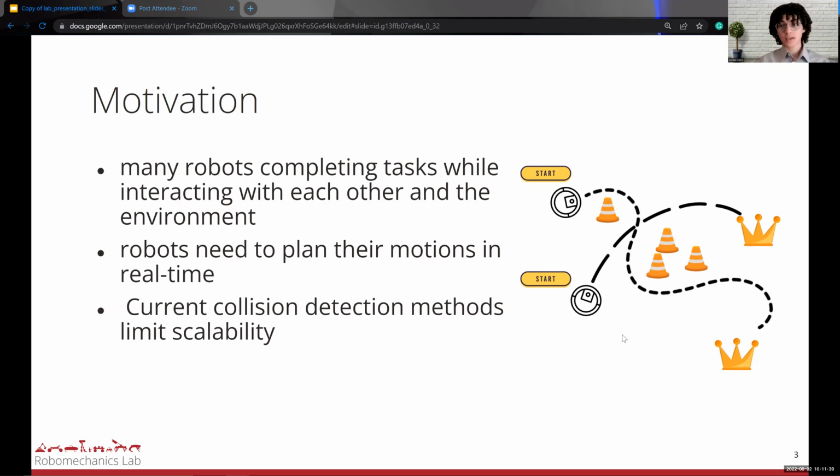So robots need to plan their motions in real time, since there are so many robots and trajectories are constantly changing with environmental changes. The problem with current research is that the collision detection method that is used is inefficient and it limits scalability. So when you have systems with hundreds of robots, scalability is very important.